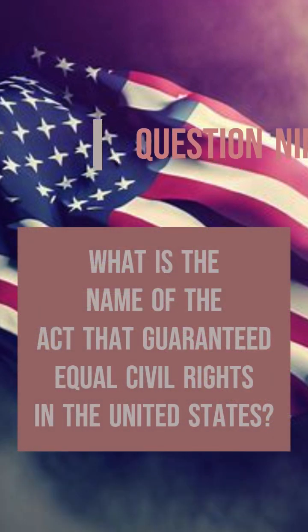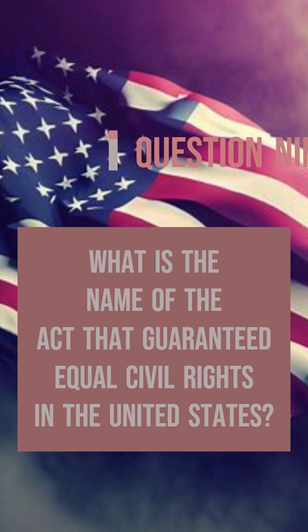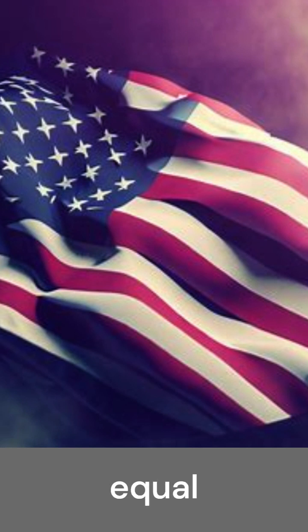What is the name of the act that guaranteed equal civil rights in the United States? The act that guaranteed equal civil rights in the United States is called the Civil Rights Act of 1964. The Civil Rights Act of 1964 was signed into law by President Lyndon B. Johnson on July 2, 1964.